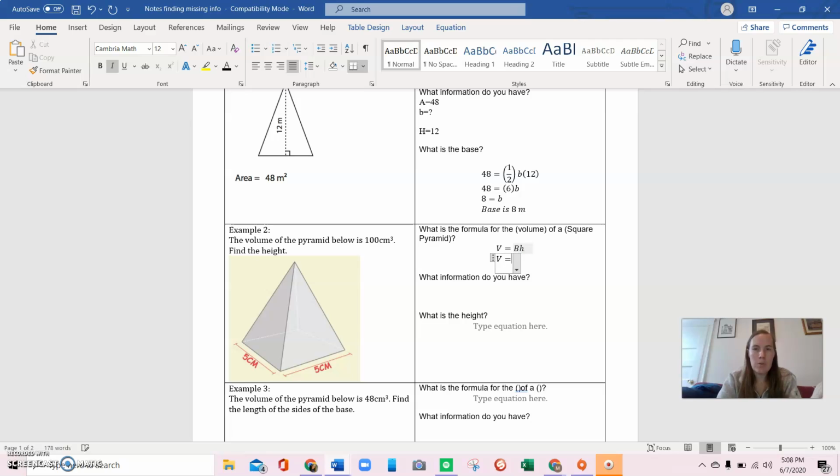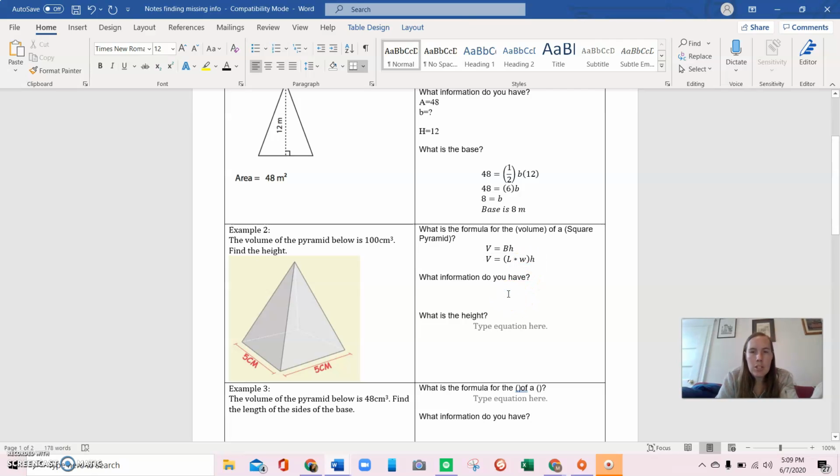Our volume equals the big B, so I need to look at my base. It looks like my base is a square here. So the area for a square is the sides squared, because 5 times 5. If you think of it in a different way, you could also write length times width, and that's the same exact thing. And then height over here.